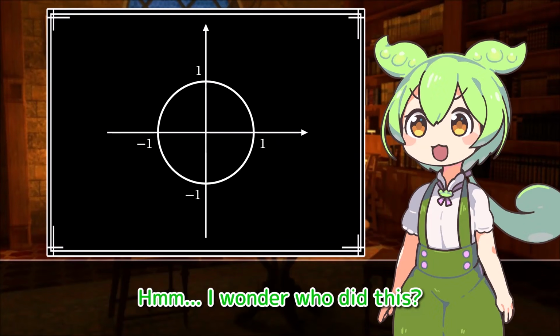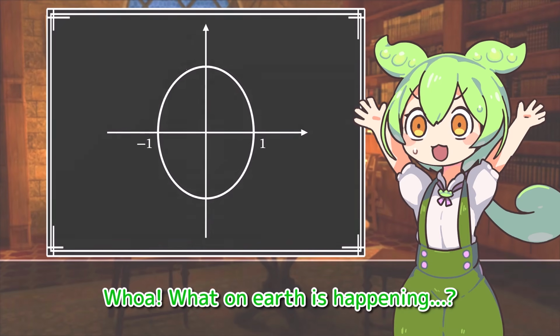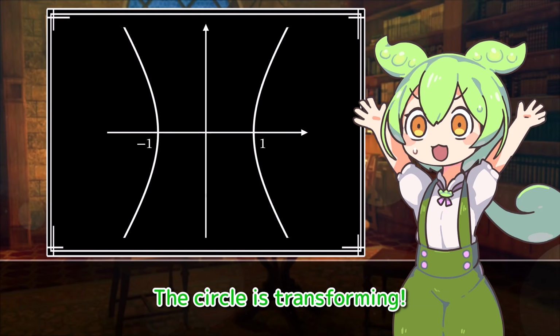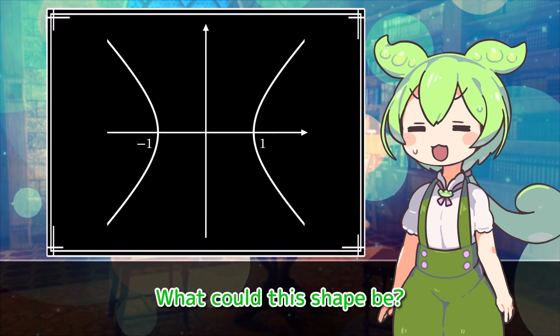I wonder who did this. There's a circle drawn here. Move. Whoa, what on earth is happening? The circle is transforming. It's turned into some weird shape. What could this shape be?